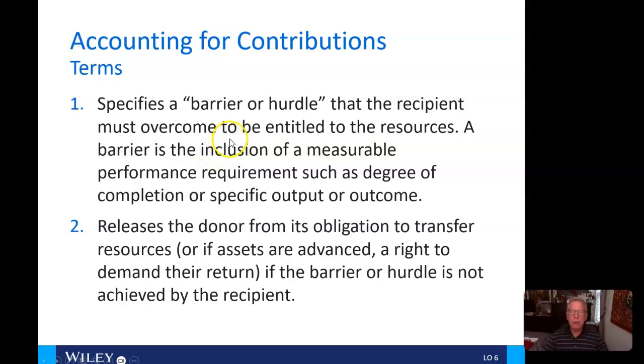A barrier is the inclusion of a measurable performance requirement, such as a degree of completion or specific output or outcome. And then number 2, releases the donor from its obligation to transfer resources, or, if the assets are advanced, a right to demand their return if the barrier or hurdle is not achieved by the recipient.